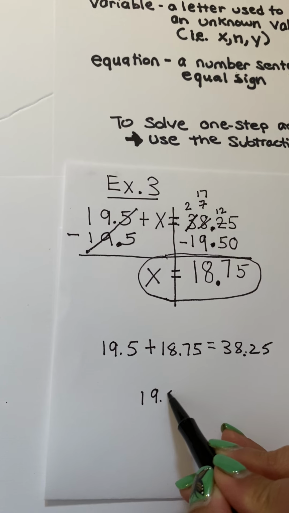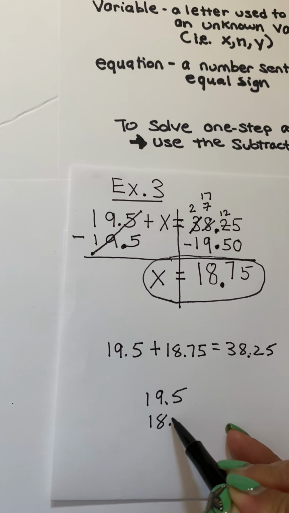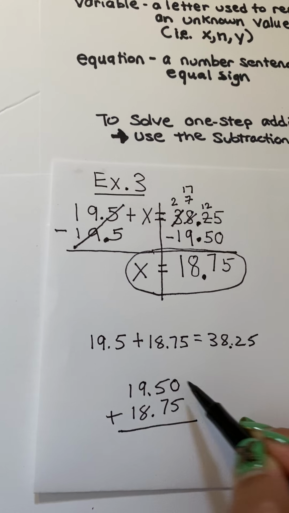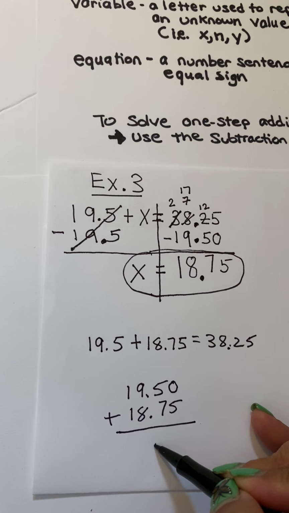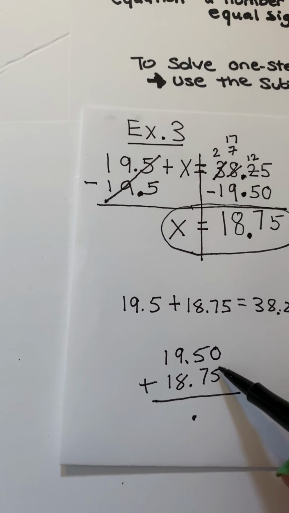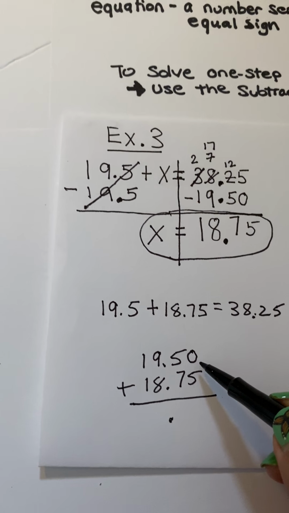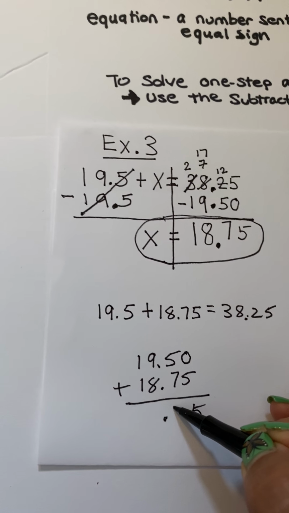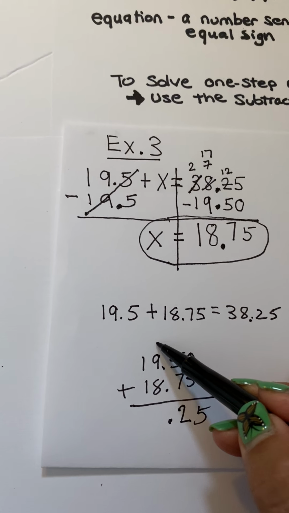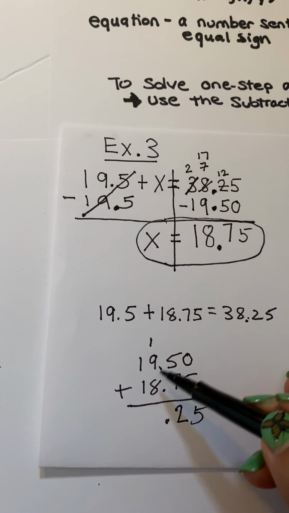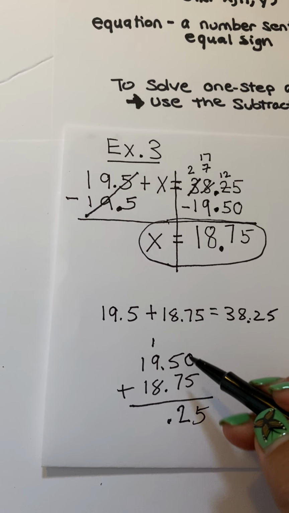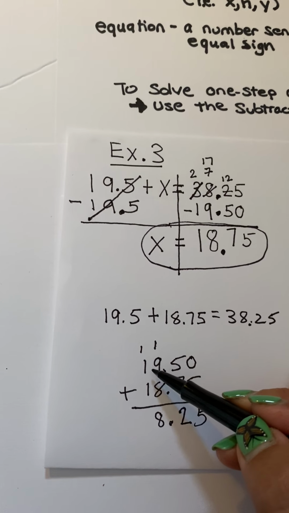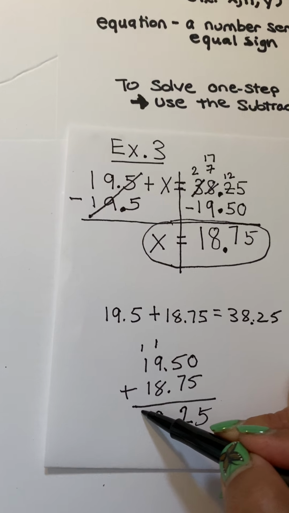We have 19.5 plus 18.75, and I'm going to annex that 0, drop the decimal point, and then start with the ones column and start adding. 0 plus 5 is 5, 5 plus 7 is 12, and then you're going to do the right side down, left side up, and then 9 plus 8 is 17, plus 1 is 18, right side down, left side up, and then we have 1 plus 1 plus 1 is 3.